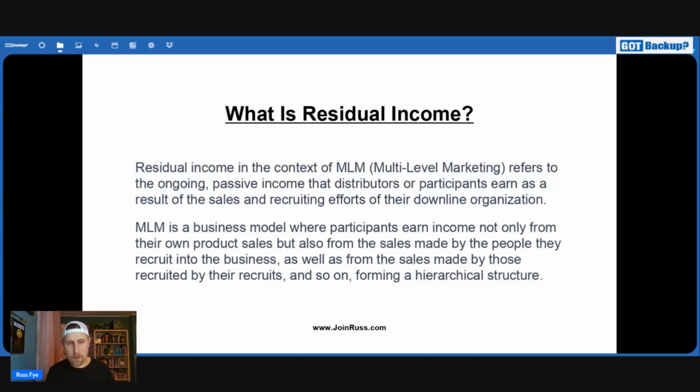So what is residual income? Residual income in the context of MLM refers to the ongoing passive income that distributors or participants earn as a result of the sales and recruiting efforts of their downline organization. MLM is a business model where participants earn income not only from their own product sales, but also from the sales made by the people they recruit into the business, as well as from the sales made by those recruited by their recruits, and so on, forming a hierarchical structure.